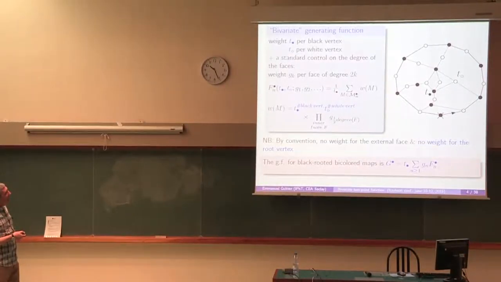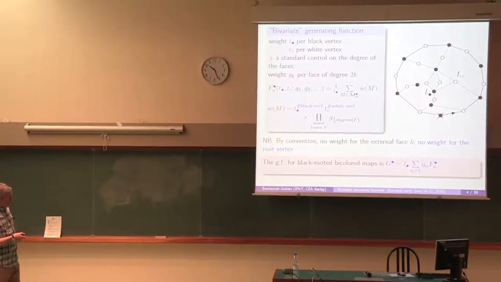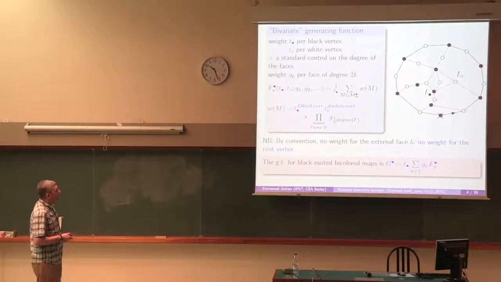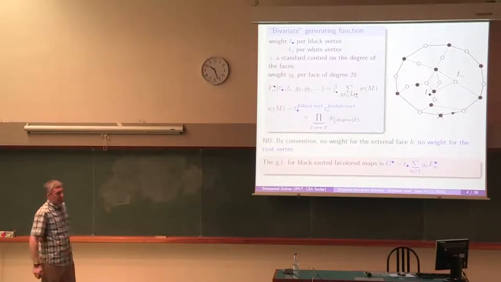So let me consider, for instance, the first generating function, F_n, which is the sum over maps in M_n of the weight W, which is t_black per black vertex, t_white per white vertex, and the product of the corresponding g for all inner faces. Here, just two remarks. By convention, I put no weight on the external face, and also no weight on the root vertex. So that's why I divide here by one over t. So the full generating function, if you want, is not F_n, but the sum over n of g_n F_n times t.